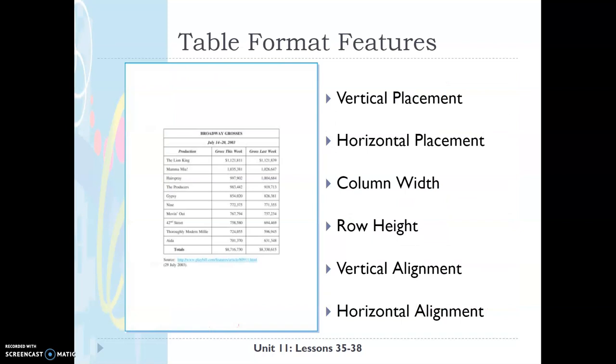All right, so when it comes to table formatting features, notice here on the page that we have to change the vertical placement, the horizontal placement, column width, row height, vertical alignment, and horizontal alignment. All of these will impact how the table is viewed and represented on the page of paper. And it needs to be part of the formatting process in order to be able to properly format the table. So notice how we have the vertical placement is being centered on the page. The horizontal placement is also centered.